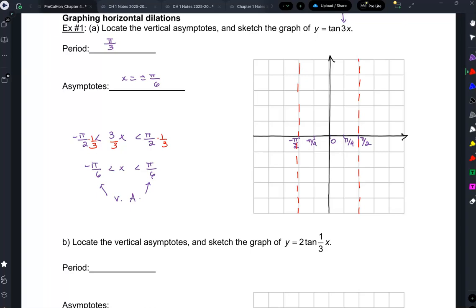Oh my gosh. Okay, I'm so sorry. I don't know why I'm rushing. I'm so sorry. Okay, it was pi over 6 and negative pi over 6. So what would this be? Pi over 12. Pi over 12. I'm so sorry, guys.